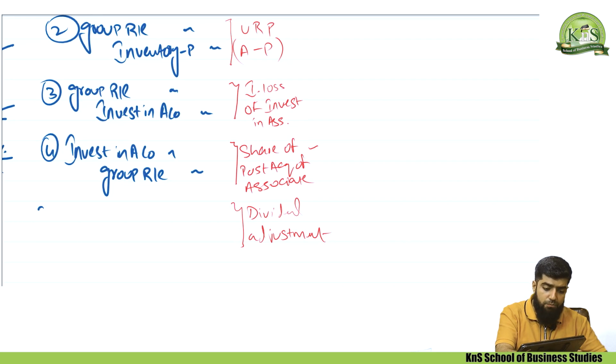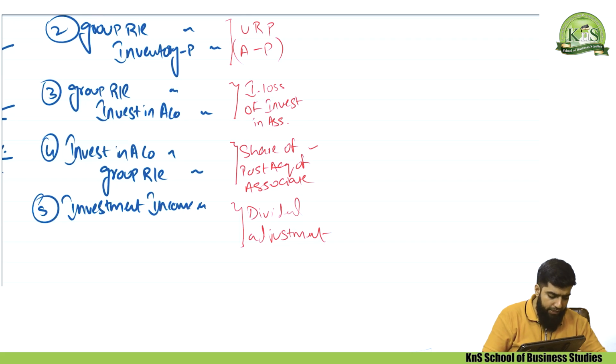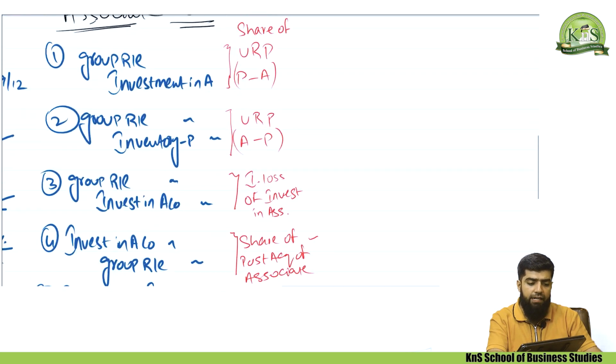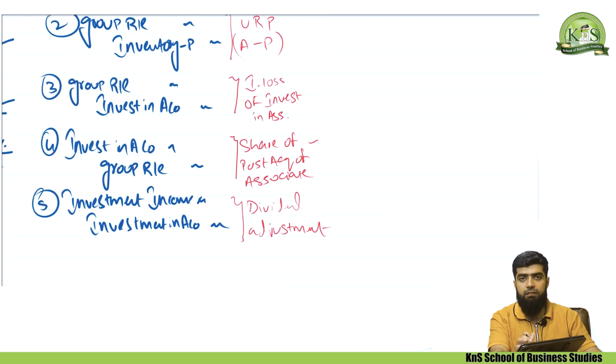Now what adjustment will be made? Investment income will be debited and investment in associate will be credited. Investment in A company, the associate company, will be credited. So these are the adjustments related to the consolidated balance sheet, and these are the maximum adjustments that an examiner might test you on in relation to associate company accounting.